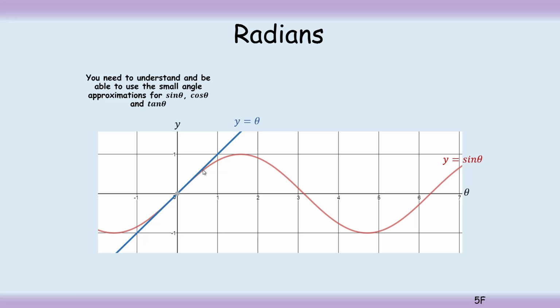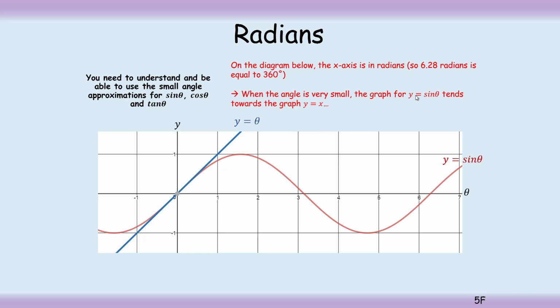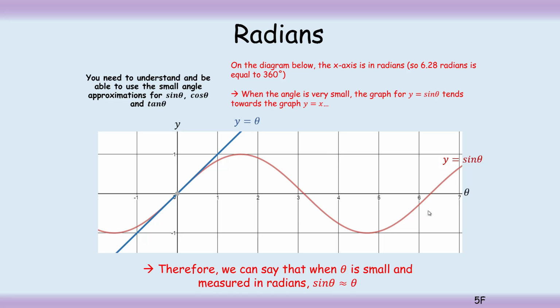Now for very small angles, we're in radians here, going up to just over 6 for 360 degrees. For small angles, very close to 0, the straight line y equals theta approximates to sine theta, just for very small angles. So your y equals sine theta tends towards y equals theta. So we can say that when theta is small, or for very small angles, I'll just change this into a blue pen to highlight it a bit better. Tell you what, I'll actually use a highlighter.